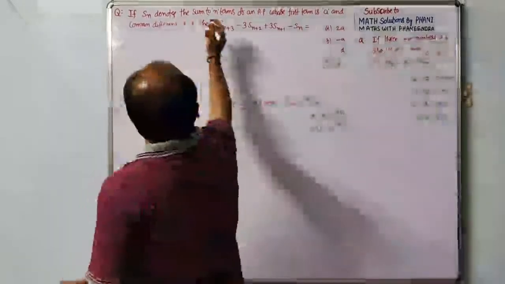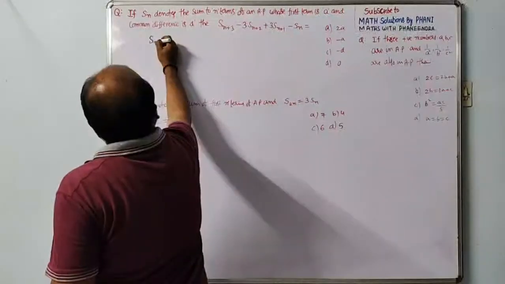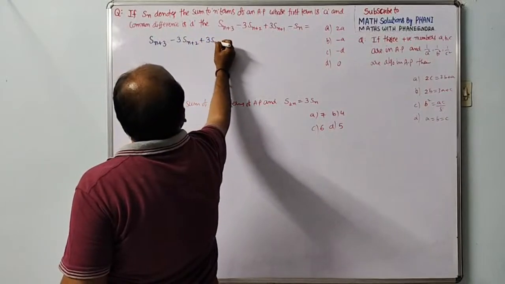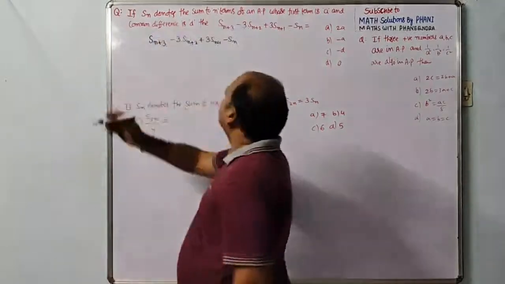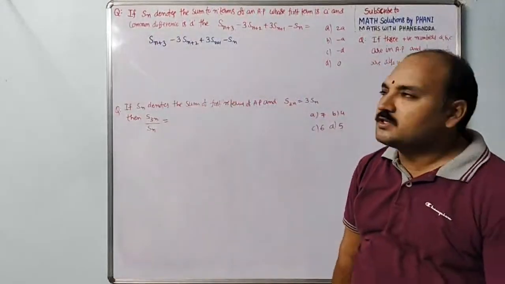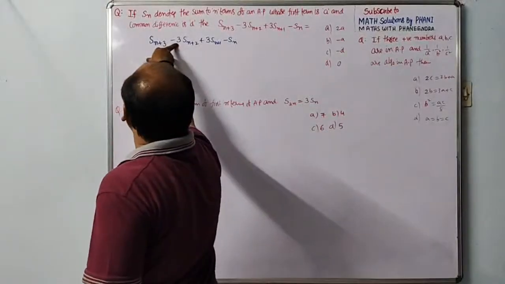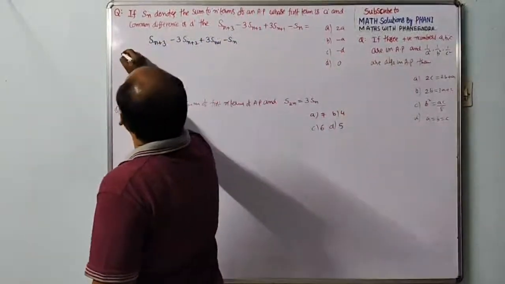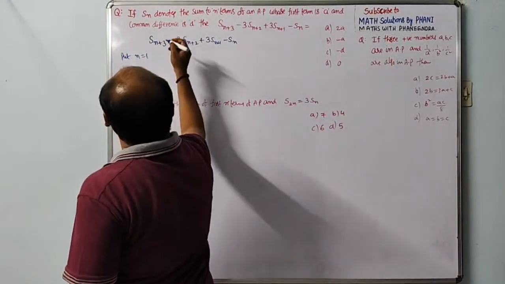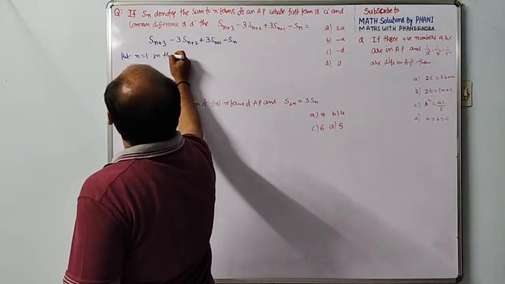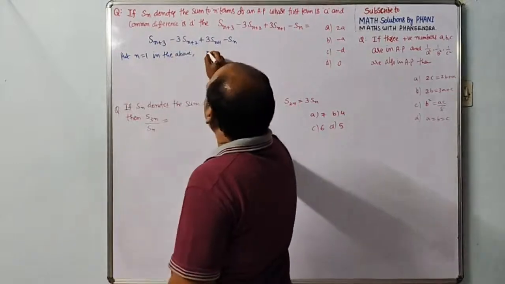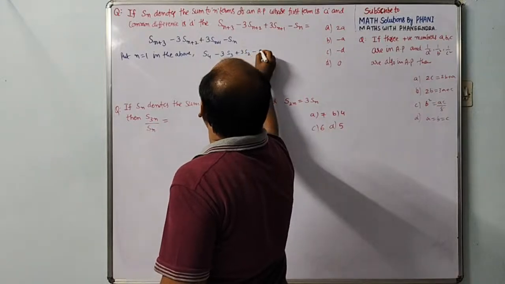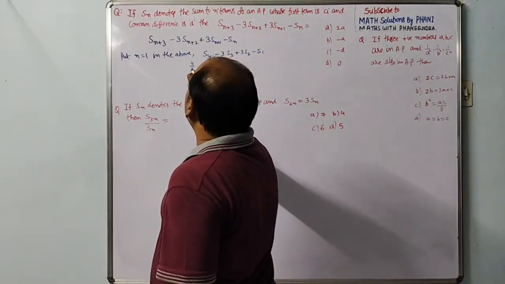See here, Sn denotes, this is given. So Sn plus 3 minus 3 Sn plus 2 plus 3 Sn plus 1 minus Sn. By seeing also we can say that the coefficients 3 plus 3 minus 3 is 0, 1 minus 1 is 0. So the answer is 0. But how this sum is 0 means by putting n equal to 1 in this, in the above, you will get S4 minus 3S3 plus 3S2 minus S1.